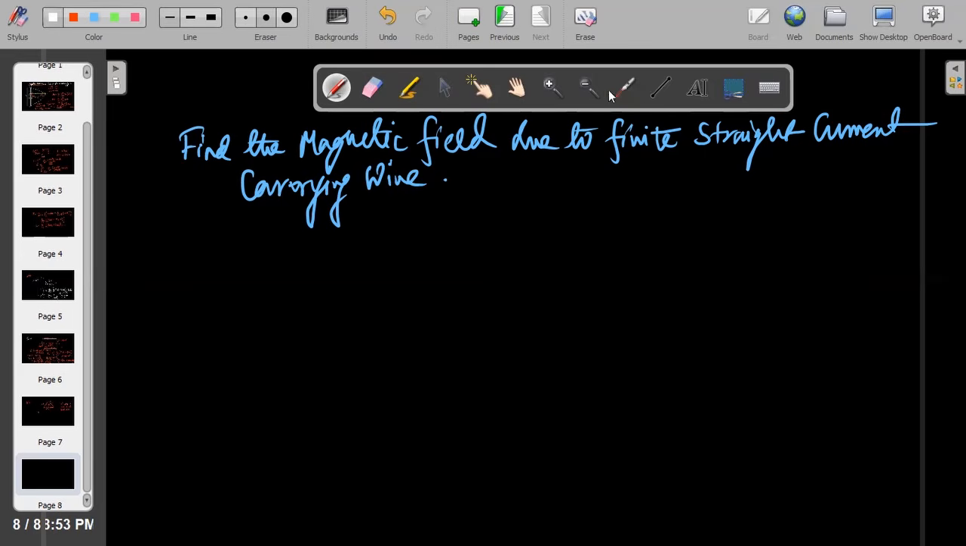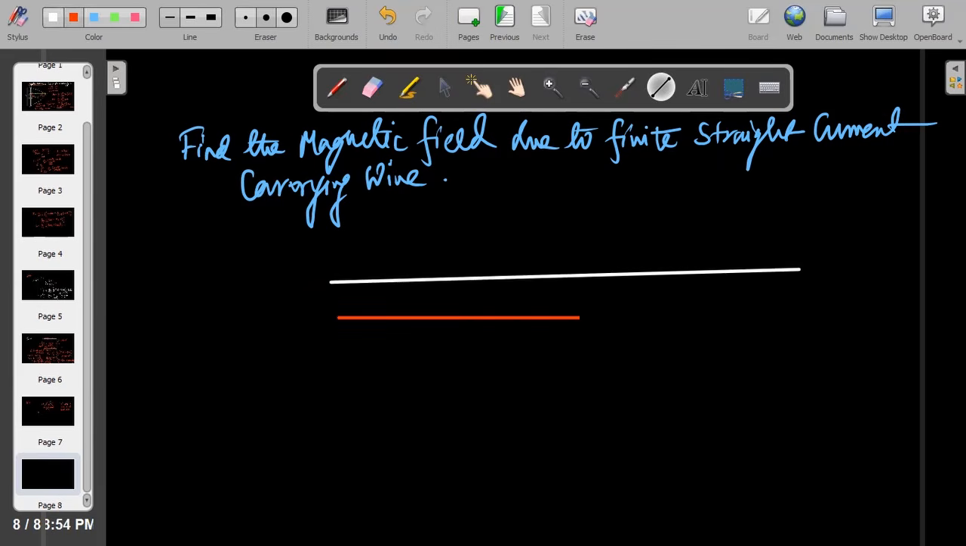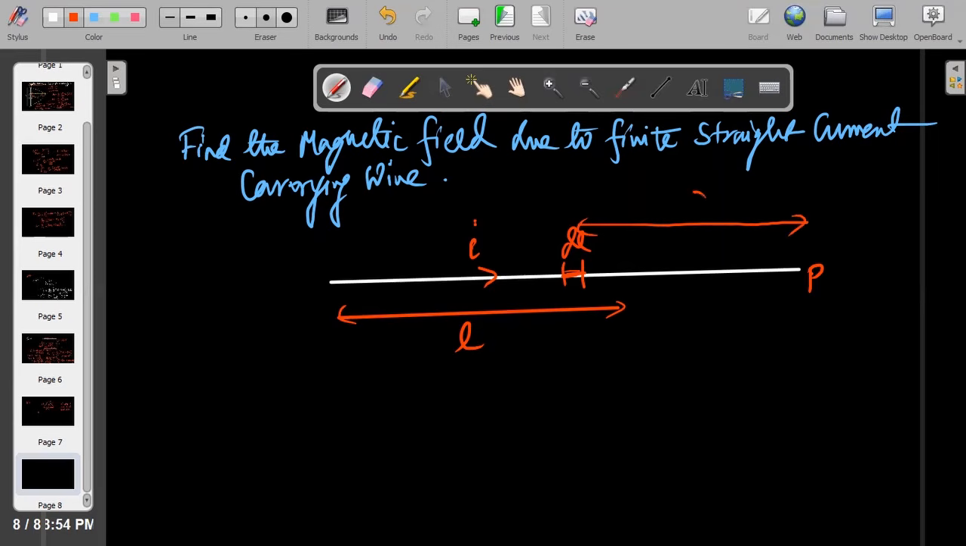Now check, a finite straight wire means this one. Let the length be L. This is a straight wire, the current is flowing in this direction, and we cannot do it from the Biot-Savart law directly. For the entire length, we take a small portion dl, and there is a point P at a small distance a.